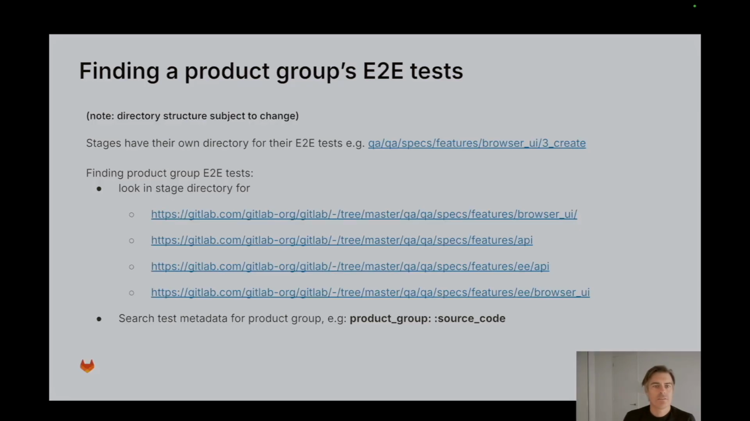Here's a couple of ways to find end-to-end tests that belong to your product group. The tests are in 4 separate buckets: Browser UI, API, and then the same again for the Enterprise Edition tests in the EE directory. Within these directories, there will be a directory for every stage that has end-to-end tests. I'll also show you how to search via metadata.